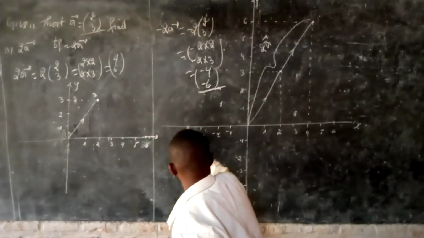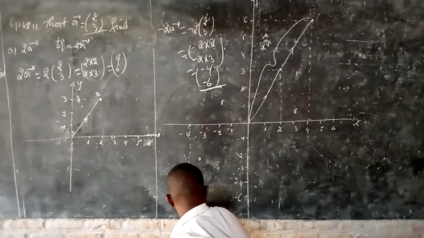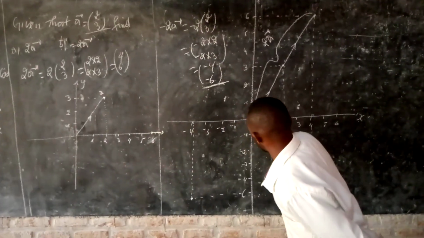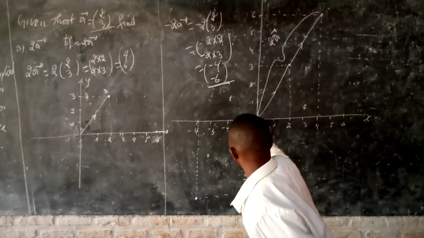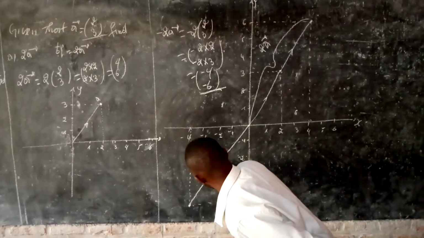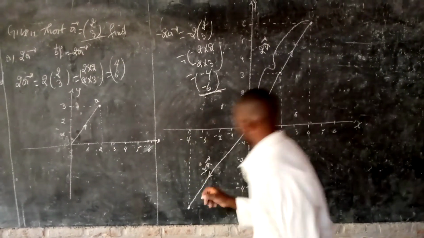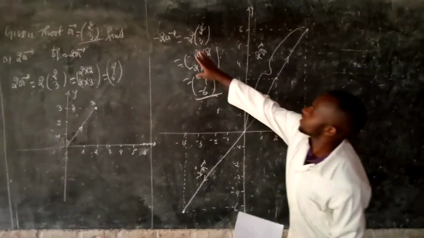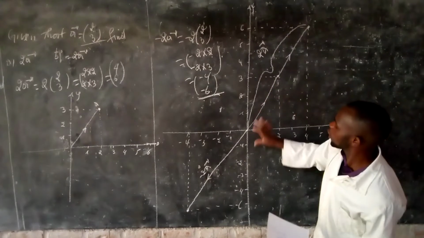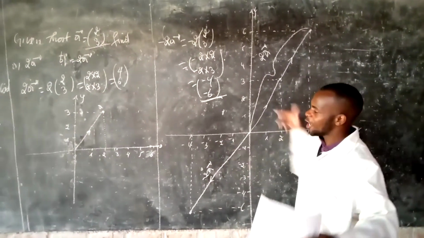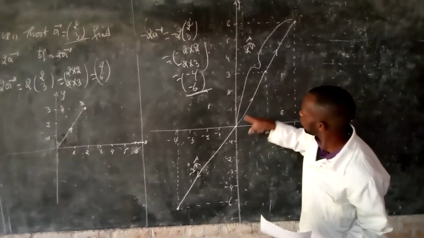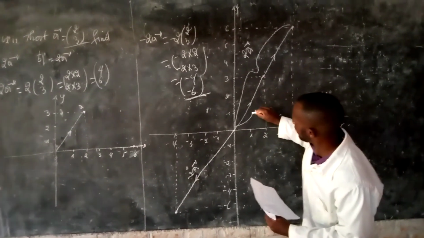Negative 4 on the x-axis and negative 6 on the y-axis. Here we get a vector from the origin, and this vector is the vector of negative 2A. You see here, because the scalar is negative, immediately the direction of the vector is reversed. It means that it is changed. Here you have the vector 2A.